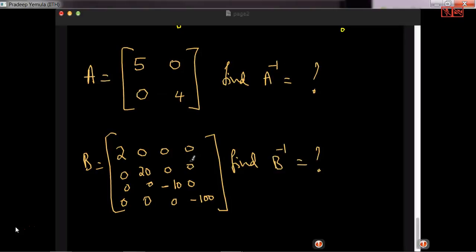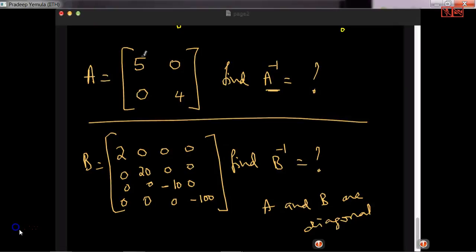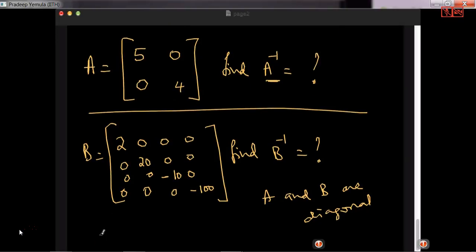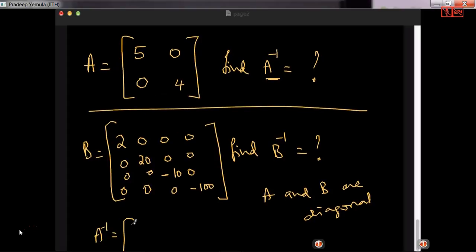So this is a diagonal matrix. So A and B are diagonal. So how do you find the inverse of a diagonal matrix? Can someone find A inverse? Invert individual elements and it becomes your inverse matrix. So for example, A inverse will be nothing but 1 by 5, 0, 0, 1 by 4.